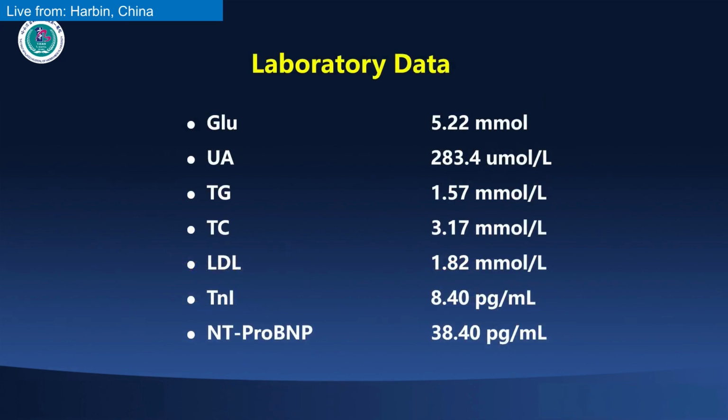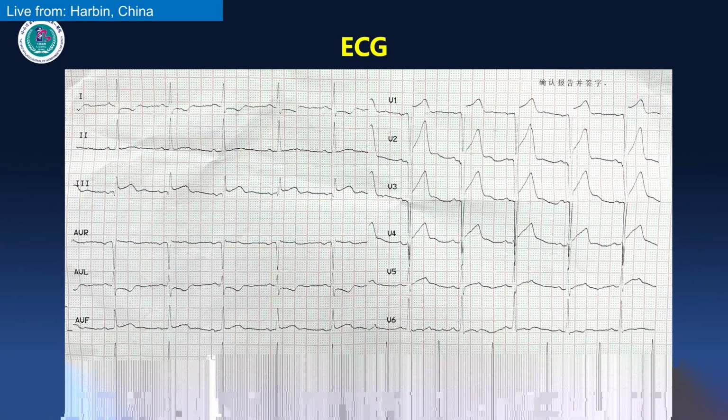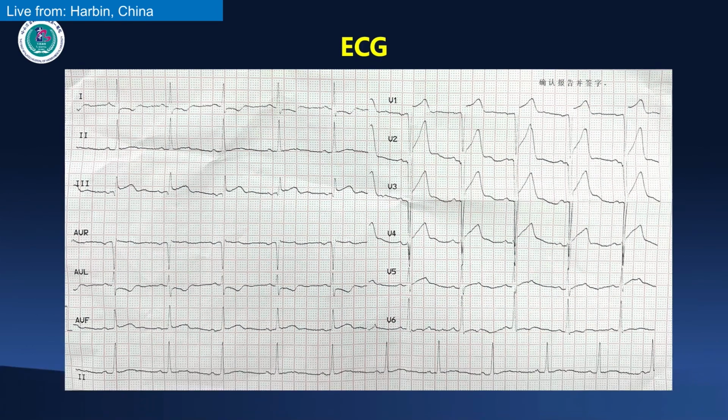Laboratory data are almost normal. This is the electrocardiogram. From this picture, you can see a Q wave in V1 to V4 and elevated ST segment in III and AVF. Depressed ST segment in I and AVL.